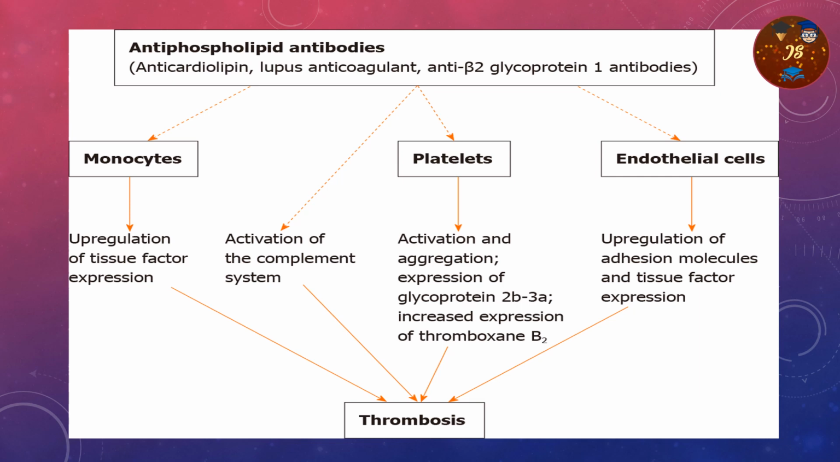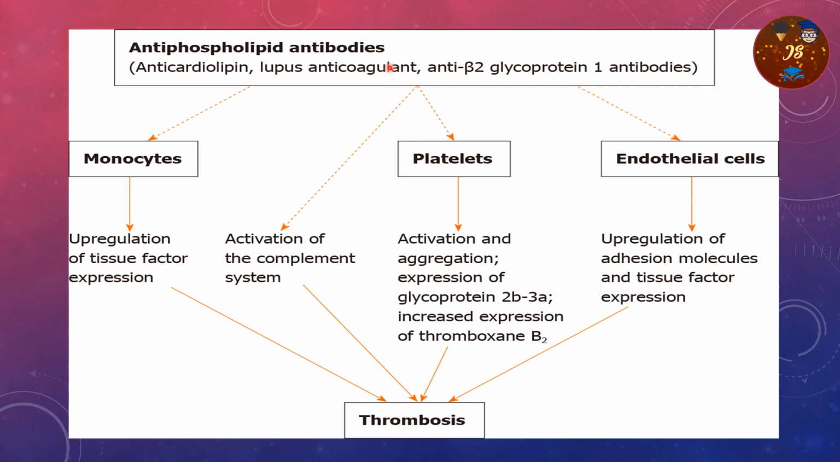Now, how do these antiphospholipid antibodies actually work? This is a very important page. These are the antiphospholipid antibodies. You can see the names: anticardiolipin, lupus anticoagulant, anti-beta 2 glycoprotein 1 antibodies. These antiphospholipid antibodies ultimately cause thrombosis, that means coagulation of blood inside the important veins and arteries of our body.